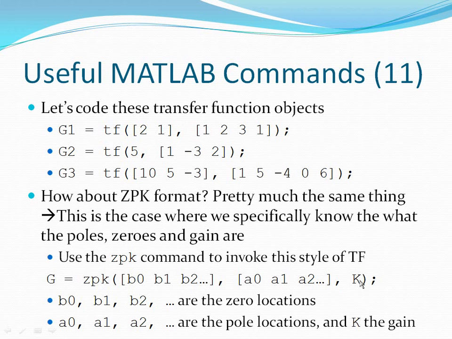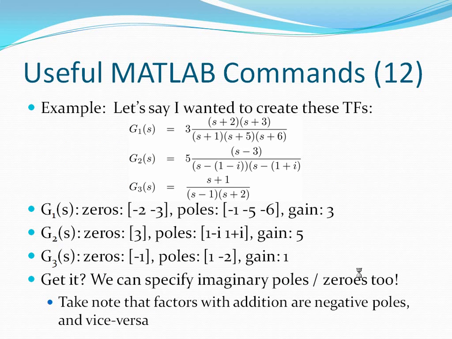So let's say I wanted to create these 3 transfer functions. If I wanted to specify a transfer function like this, the gain is 3, and then you have 2 zeros at -2 and then -3. Make sure you specify the opposite of what the sign is, because the zero pole gain format is s minus a number. So if you wanted it to be a plus, then it's got to be -2. This is -3. And if you wanted the poles, this is -1, -5, -6.